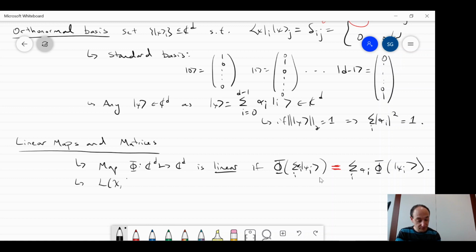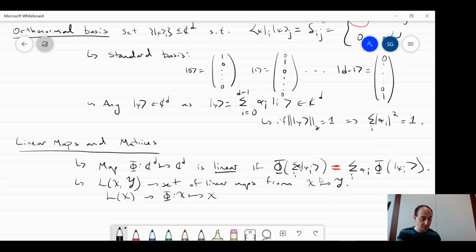So in just some notation, I'll use this notation L(X, Y) to denote the set of linear maps from some space X to some space Y. A lot of times I'll in fact just write L(X) if the map takes you from X to X. If we're not switching spaces, then I'll leave it the same.